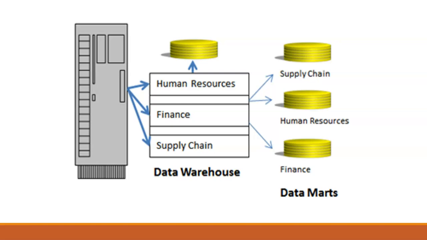This diagram represents the structure of the data mart. The single data warehouse is segregated for different individual usages like supply chain, human resources, and finance.